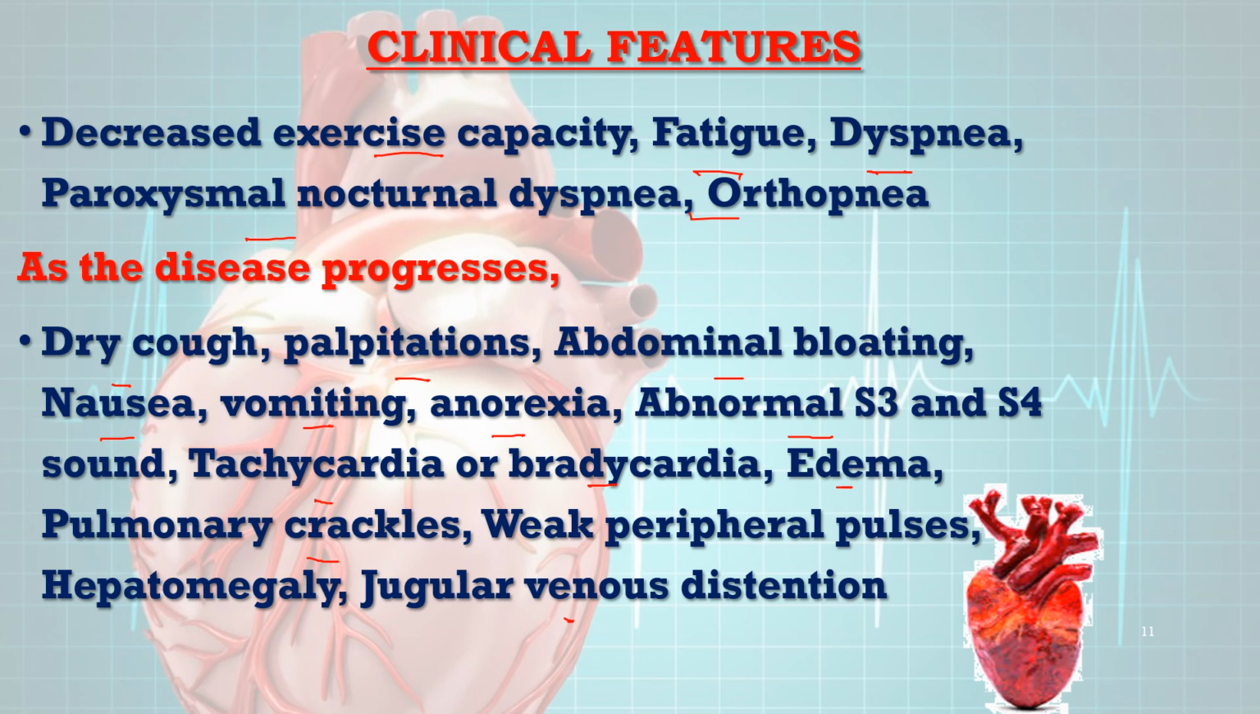So that is why it initially starts with the cough and the left ventricular failure features, and finally ends up with the right heart failure features like hepatomegaly, jugular venous distension, edema, pulmonary crackles, and weak peripheral pulse. All features are there.